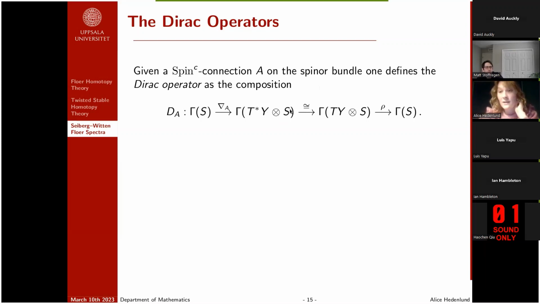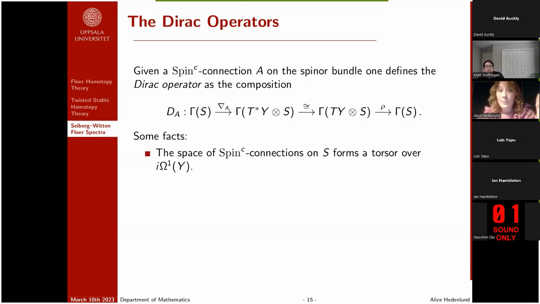to sections of the cotangent bundle of Y, tensor the spinor bundle. And now you use the fact that you have a Riemannian structure on your manifold, so there's an isomorphism between the cotangent bundle and the tangent bundle. So now you end up in here, and then you want to use this Clifford multiplication to end up here again.